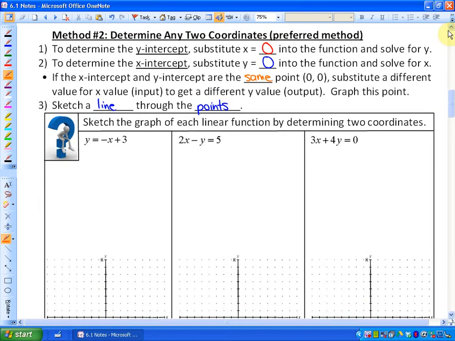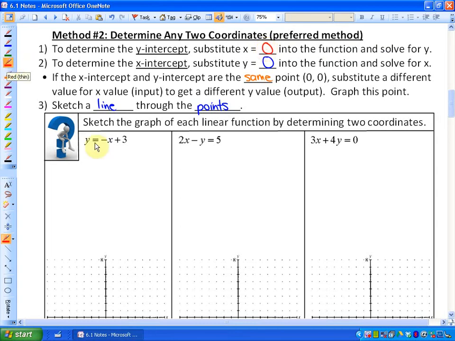Method number 2 is determining any 2 coordinates. Because in order to graph a line, you essentially just need 2 points. If you have 2 points, you can draw a line through them. So the easiest way to do this is to find 2 points. The easiest way would be, first of all, determine the y-intercept. In order to do that, you substitute x equals 0 into the function and solve for y. Because when x equals 0, that describes any y-intercepts. Let me show you what that looks like in practice.